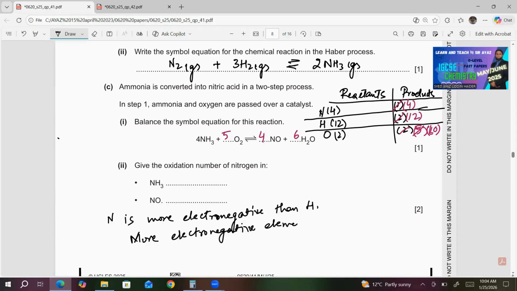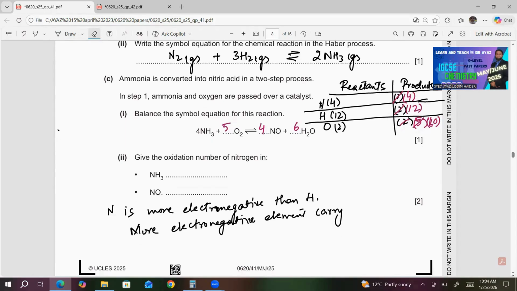The more electronegative element carries negative charge, and the less electronegative element carries plus charge. So nitrogen will carry minus charge. So 3 atoms of hydrogen, it means it will definitely carry minus 3 charge here.